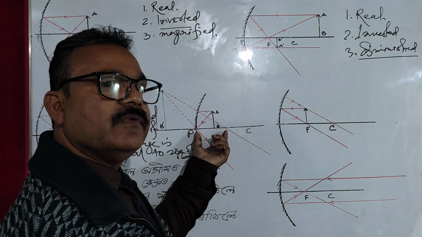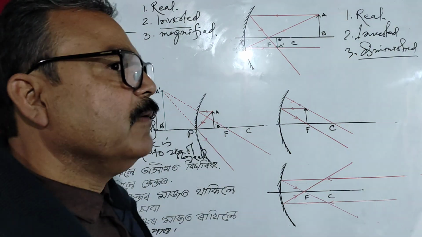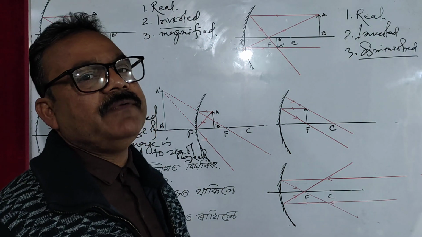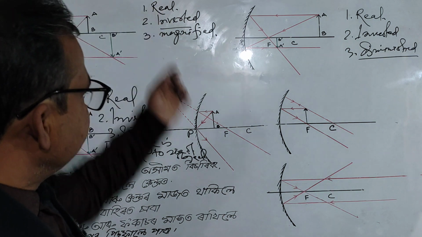Is it clear, students? Whenever we keep the object in between the pole and the focus, anywhere in between the pole and the focus, then virtual and magnified images form. Virtual and magnified images form. Okay, now you see.